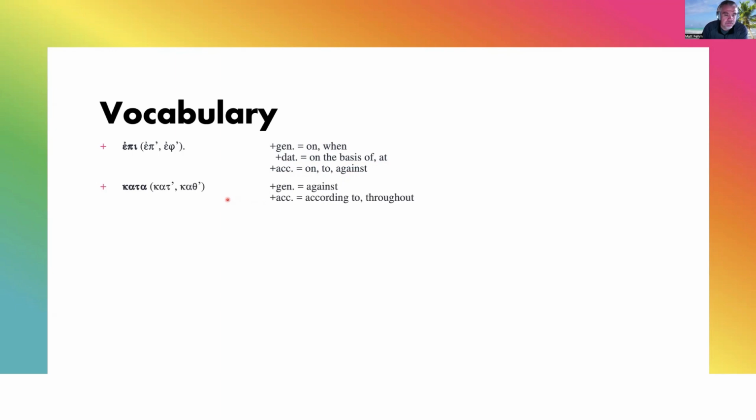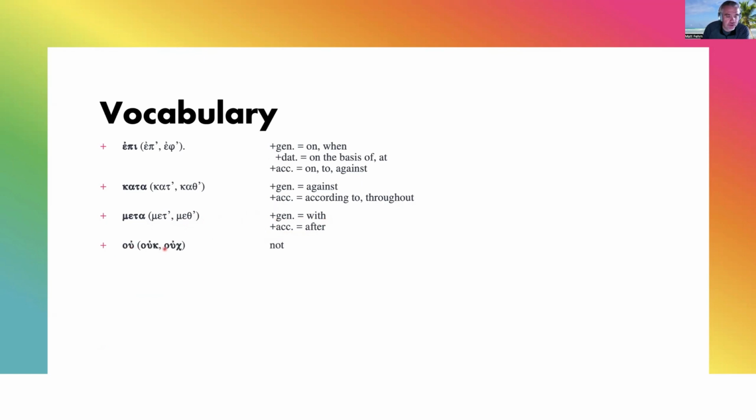Next, we have kata, kat, or kath. In the genitive, it means against. In the accusative, it means according to, throughout. I understand it's somewhat tricky, because in Greek, depending on how it's used, it can change the meaning, as you can see here with whether it's in the genitive or the dative or the accusative. So it's always important to recognize what we learned last week in our Greek nouns class. Meta, met, or meth. In the genitive, it means with. In the accusative, it means after.